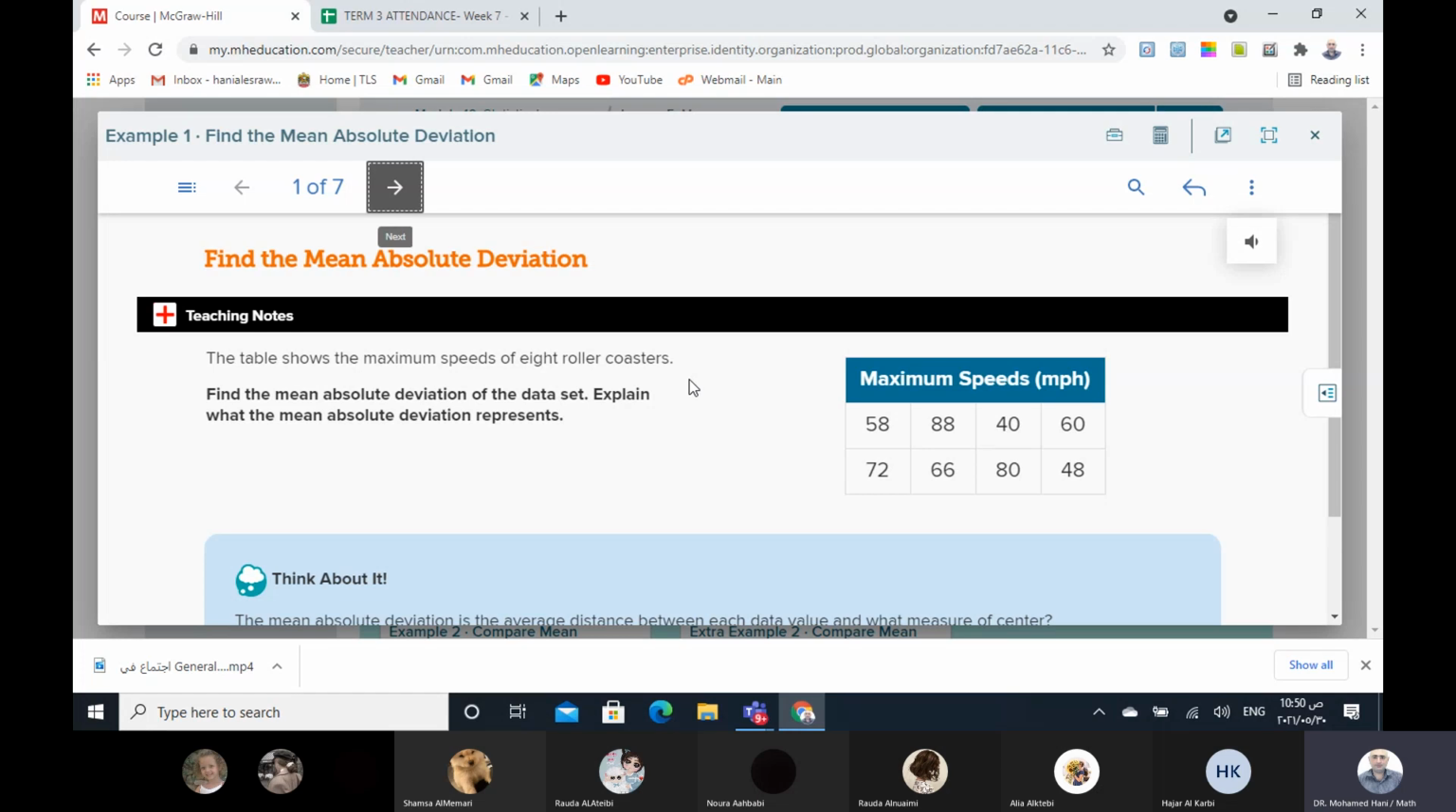So to find the mean absolute deviation, at first find the mean of all numbers inside the data. Then find the distance between the mean and each value. Then find the mean of the distances. You will get the mean absolute deviation.